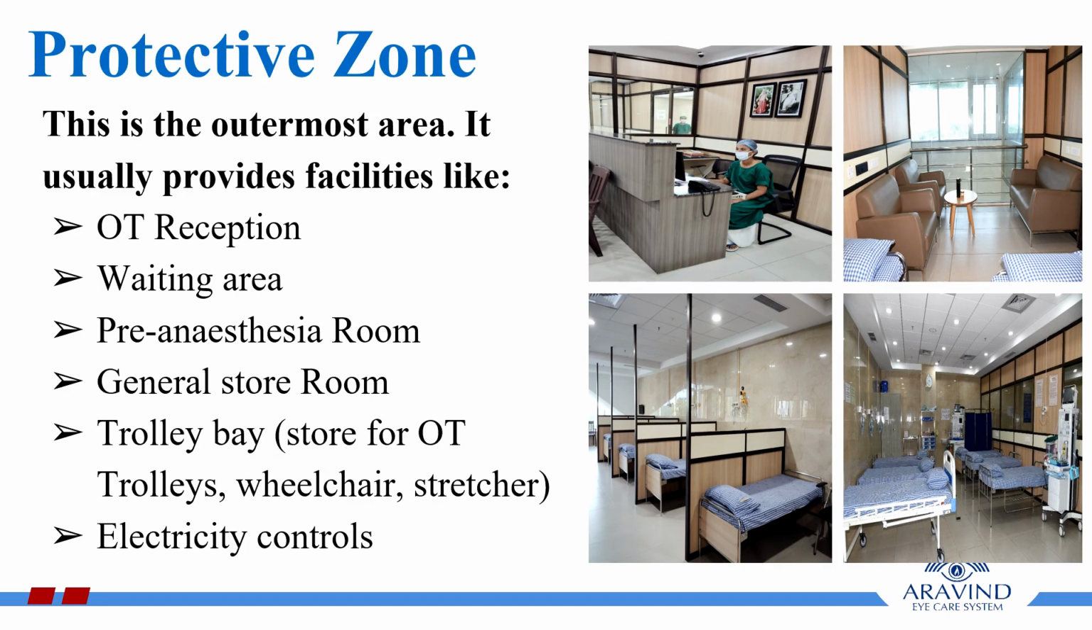Protective zone. This is the outermost area. It usually provides facilities like OT reception, waiting area, pre-anesthesia room, general storeroom, trolley bay, store for OT trolleys, wheelchair, stretcher, electricity control. This is our hospital pictures for reference.